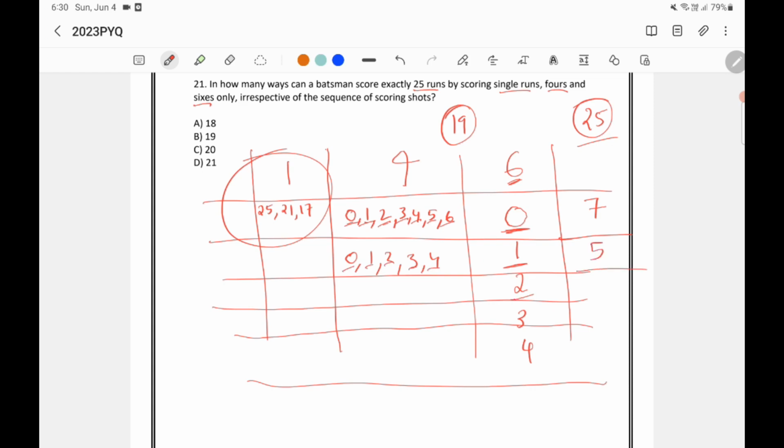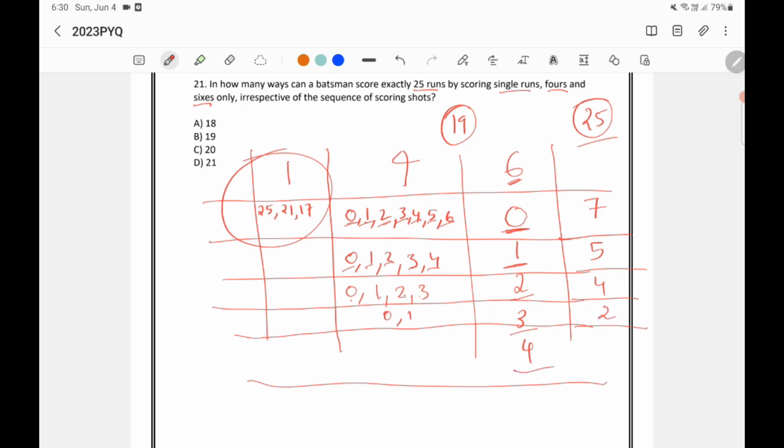Similarly, if I score 2 sixes, 12 runs are gone, balance is 13 runs. In that 13 runs, I can hit a maximum of 3 fours because 3 into 4 is 12. So either 0 fours, 1 four, 2 fours or 3 fours. Total 1, 2, 3, 4, 4 possibilities are there. Similarly, if I hit 3 sixes, 18 runs are gone, balance is 7 runs, I can only hit 1 four. So either 0 or 1 four. So 2 possibilities are there.